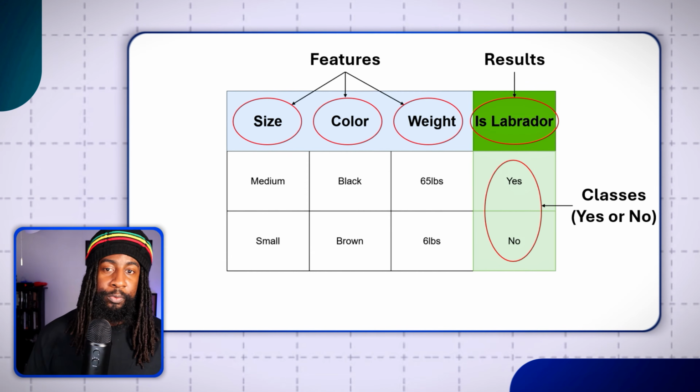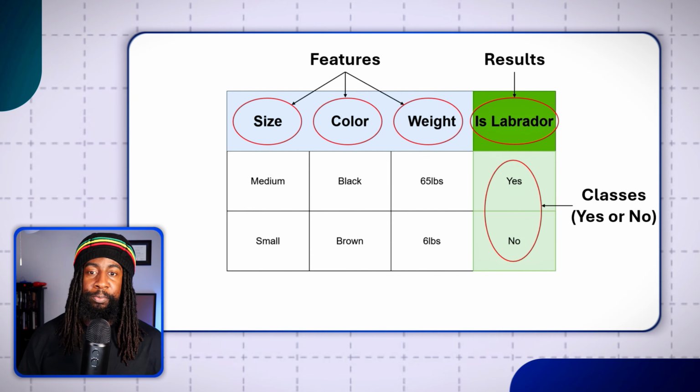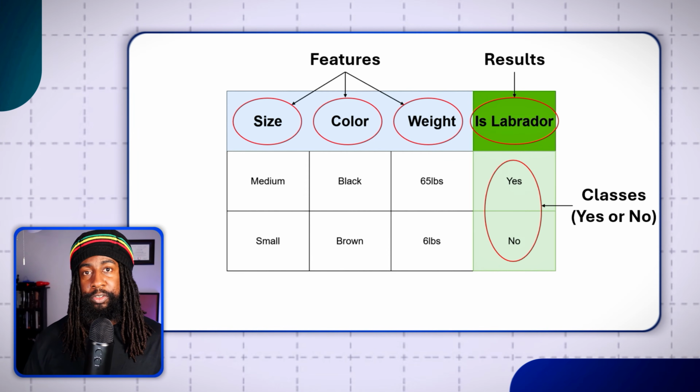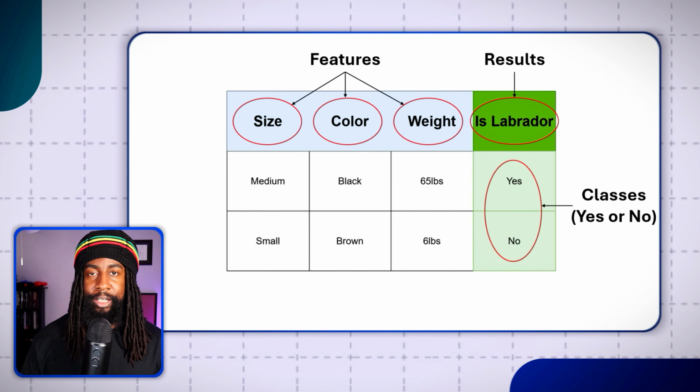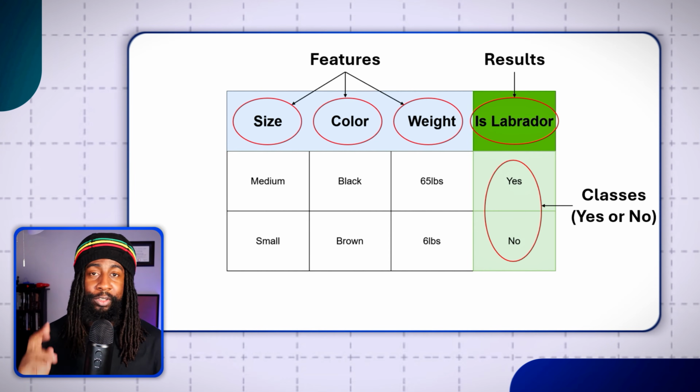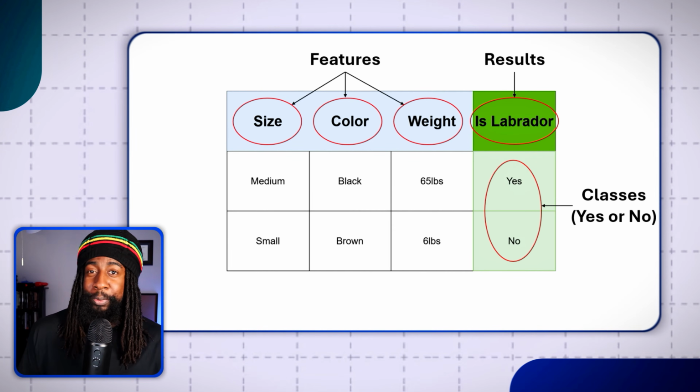So for starters, we have our features, right? We have size, which is medium or small, color, which is black or brown, and then we have our weight, which is 65 pounds or 6 pounds. Based on those features, we get a result. The result is: is this a Labrador? And you have yes or no, binary. That's why it's two class, because there's only two results or two possible outputs, yes or no.